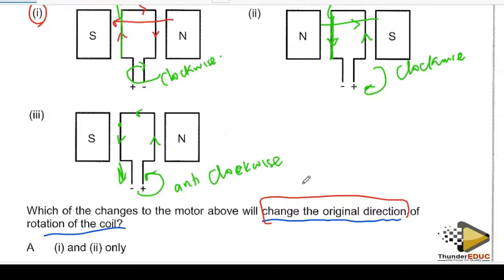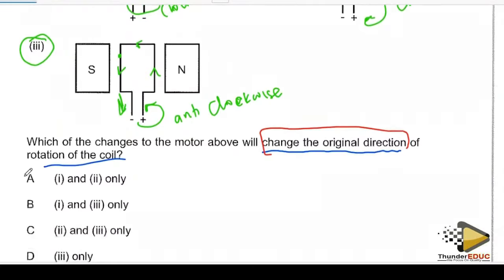So, which of the following changes will change the original? Number 3 is the original. So 1 and 2 are the changes that are going to change the original direction, since both of them are giving us the clockwise. So 1 and 2, which is option A.